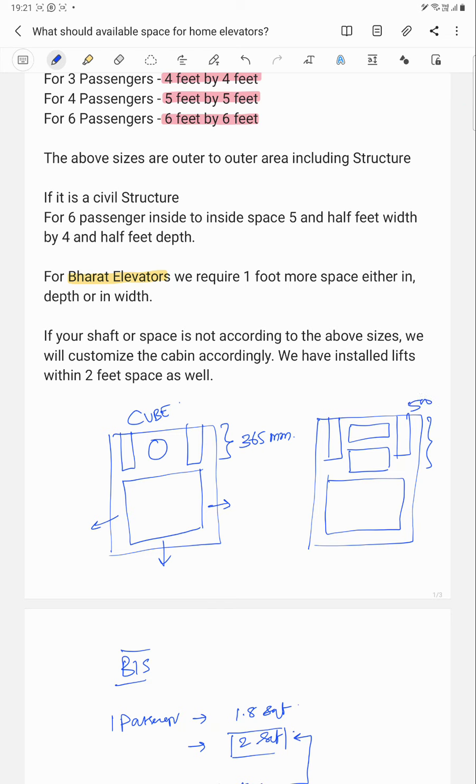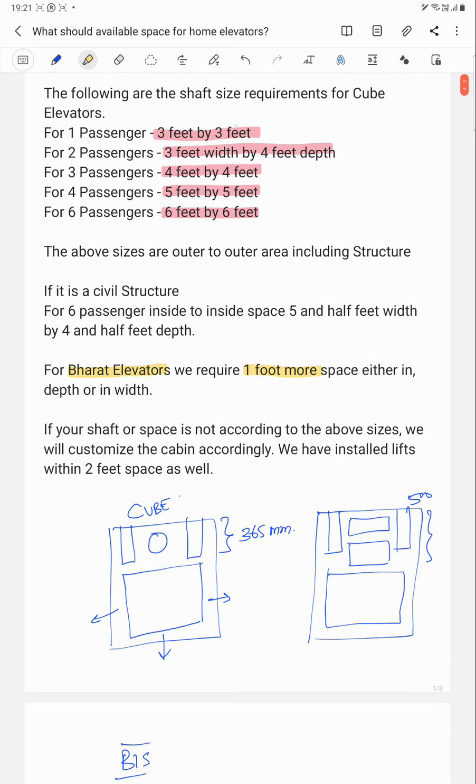If it is 500, we are asking for Bharat elevators about 1 feet more space in either depth or width. That is, this becomes 3 by 4 for 1 passenger, 3 by 5 for 2 passenger, 4 by 5 for 3 passenger, 5 by 6 for 4 passenger, 6 by 7 for 6 passenger.